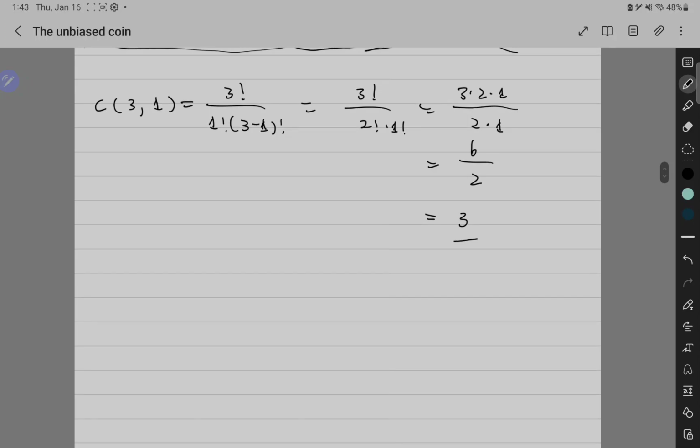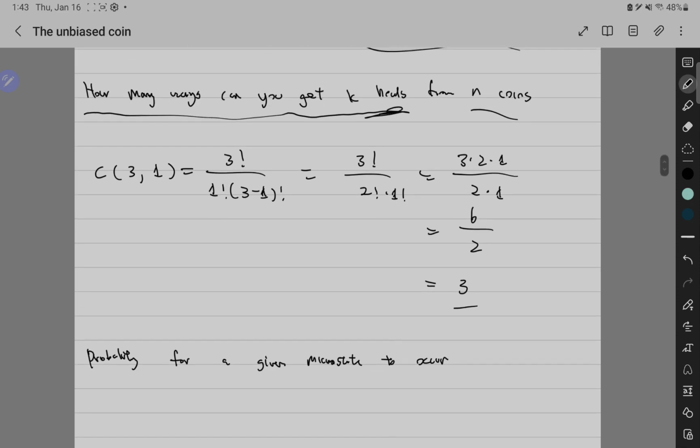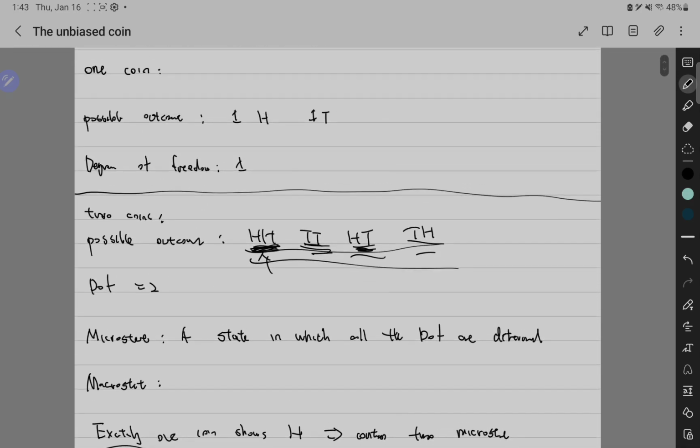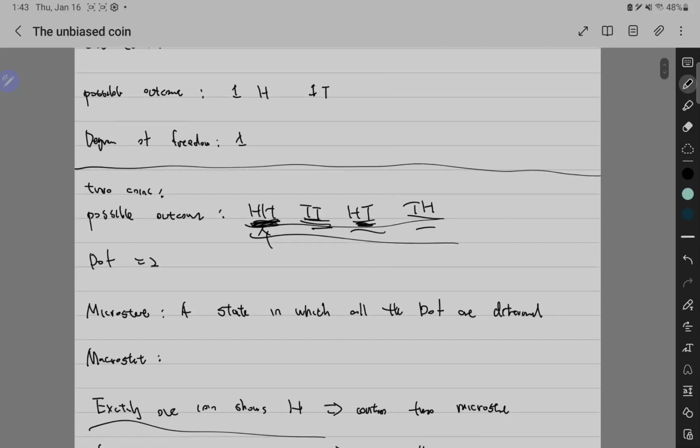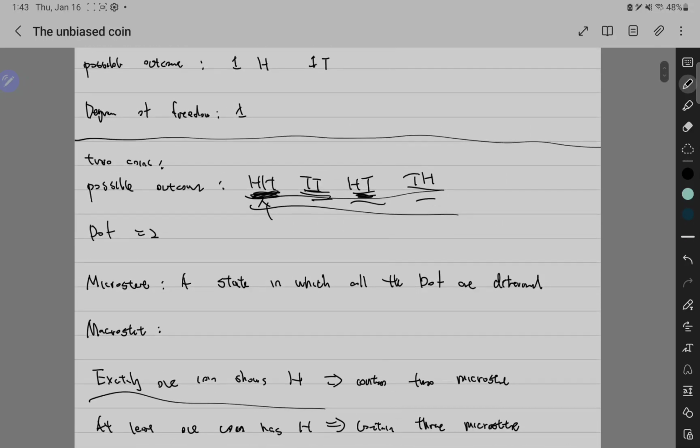And the next formula I want to introduce before wrapping this video up is the probability for a given microstate to occur. I didn't talk about the probability part, but if we go back to our 2 unbiased coins, let me ask you, what is the probability of getting heads and heads? Like, what's the probability for each one of the microstates here? Well, it's 1 over 4, right?